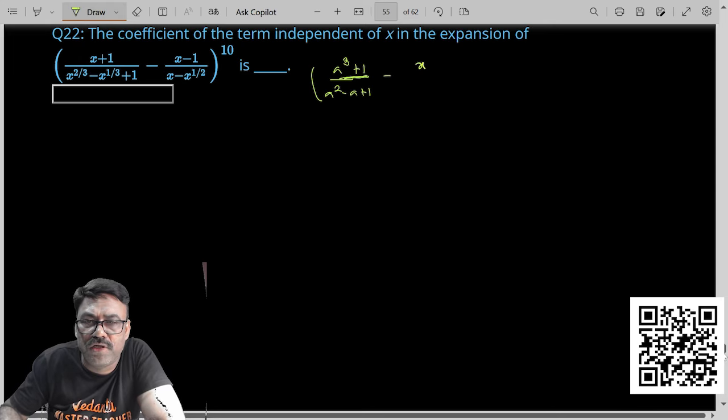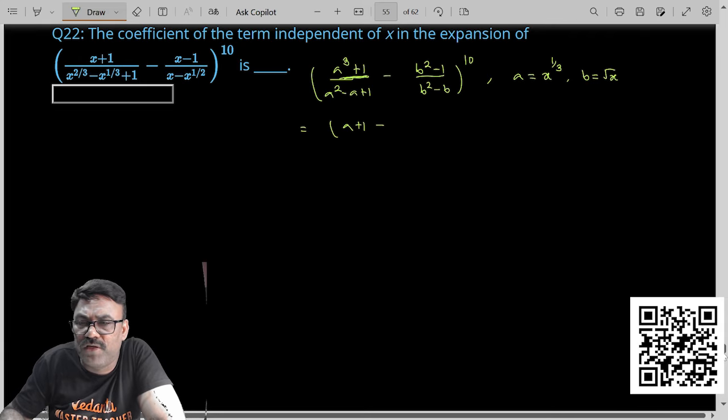And in the second one, I can write x minus 1. Let's take root x as b. So you will get b square minus 1 over b square minus b, raised to 10. What is a here? a is x raised to 1 by 3. What is b here? b is root x, x raised to half. Now let's simplify. a cube plus 1 over a square minus a plus 1. If you factorize the numerator, you are left with a plus 1 here. And here, if you factorize b square minus 1, you will get b minus 1, b plus 1 in the numerator. Denominator is b. So you will get b plus 1 over b.